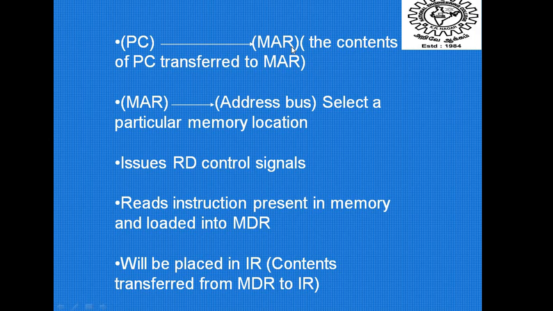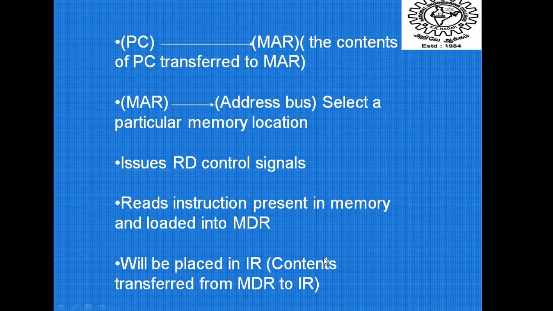The contents of the PC are transferred to the memory address register. From the PC, the address is transferred to the memory address register, and from there to the memory through the address bus. It gives the corresponding memory location and issues read and write control signals. So it reads the instruction present in the memory, which is loaded into the MDR. Then from the memory data register, the contents will be transferred to the instruction register, from MDR to IR.